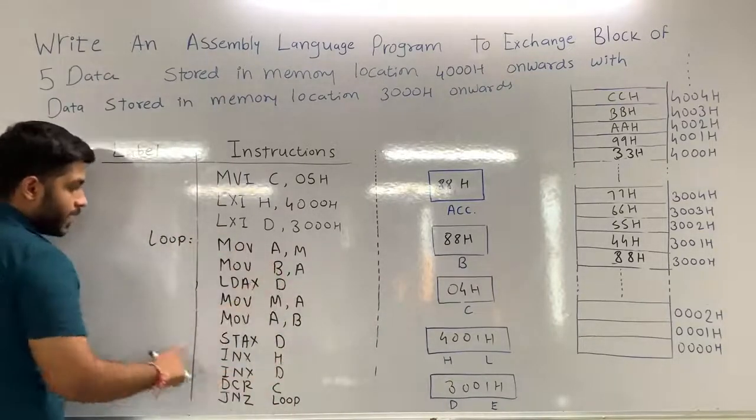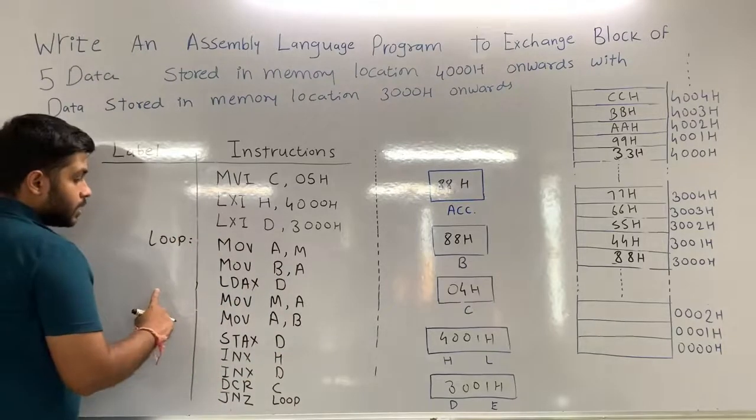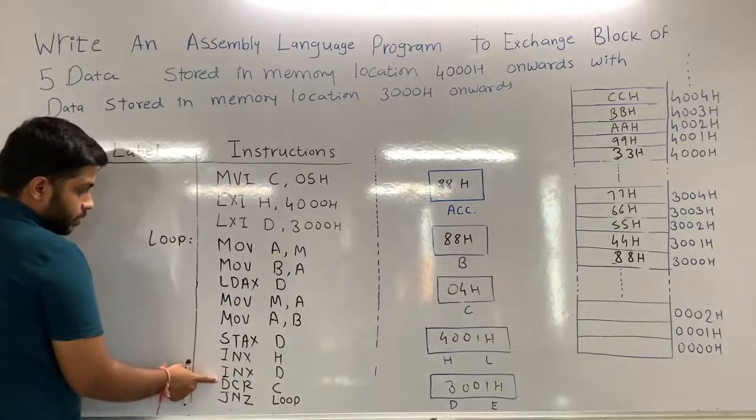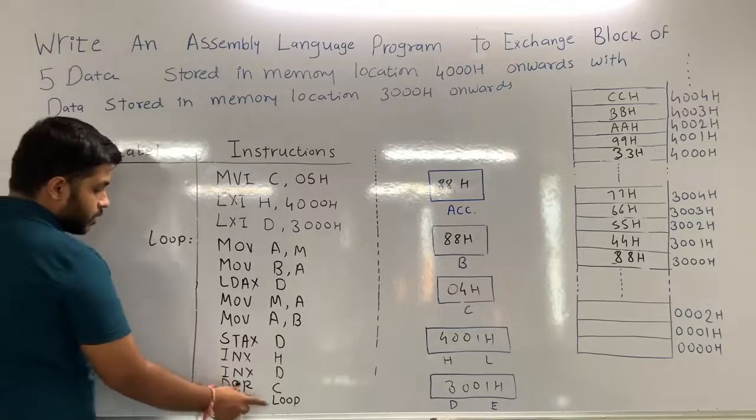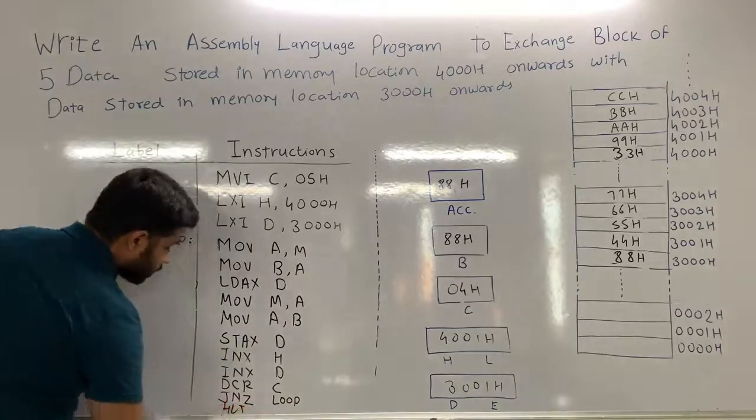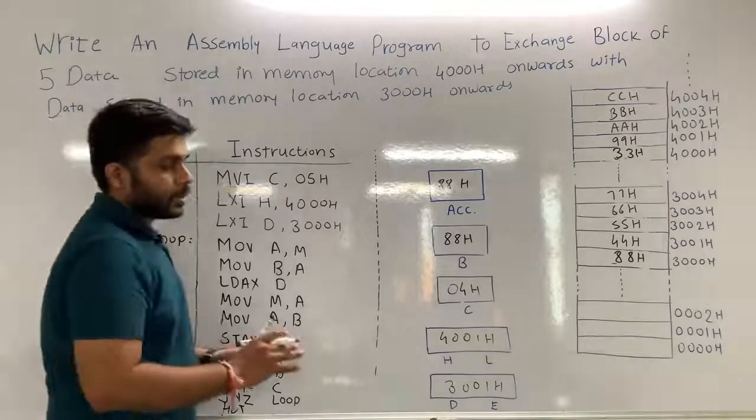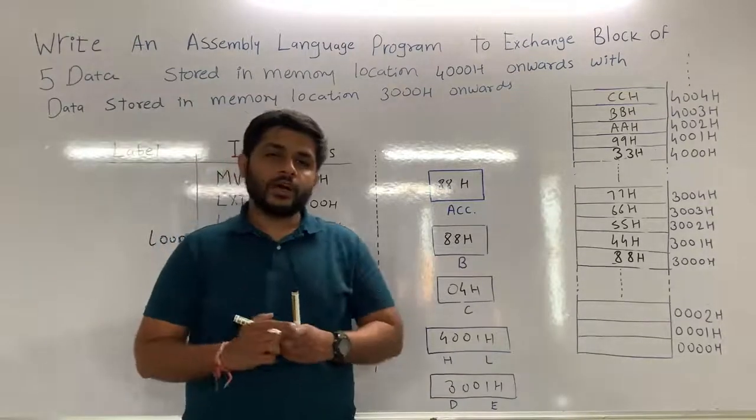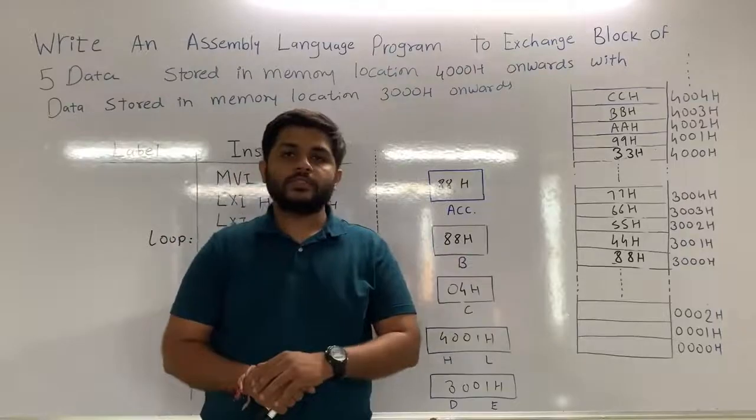This whole loop will be executed until the value of C becomes 0. As soon as the value of C becomes 0, the program will not jump to loop, and we will use the instruction HLT. It means stop the program. Okay, so this is how the exchange of the data is performed.